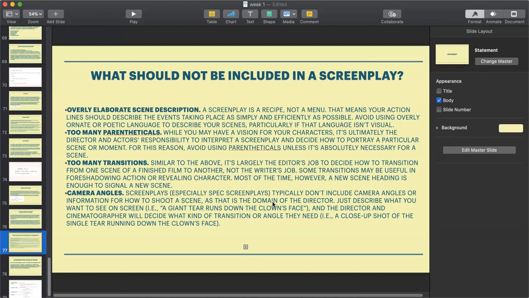Too many parentheticals. Okay. So why you should not write too many parentheticals is, if in every dialogue delivery, you as a script writer are writing that this character should feel sarcastic, this character should say it in a happy way, this one in an angry way, all this detail, then what will the actor do? Because the actors have their own way of acting and the directors decide how to portray a character.